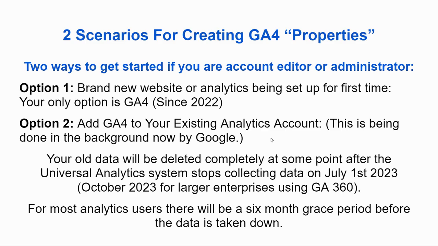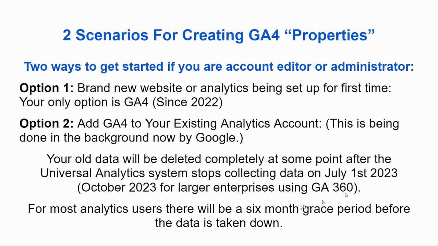Now, without getting too hypey about it, it's important to get your Google Analytics 4 set up, because for most people who use the free service, on July the 1st it'll stop working. Google will simply not gather data from that platform anymore. And if you're a larger enterprise using the paid GA360, you get till October before that cessation kicks in.